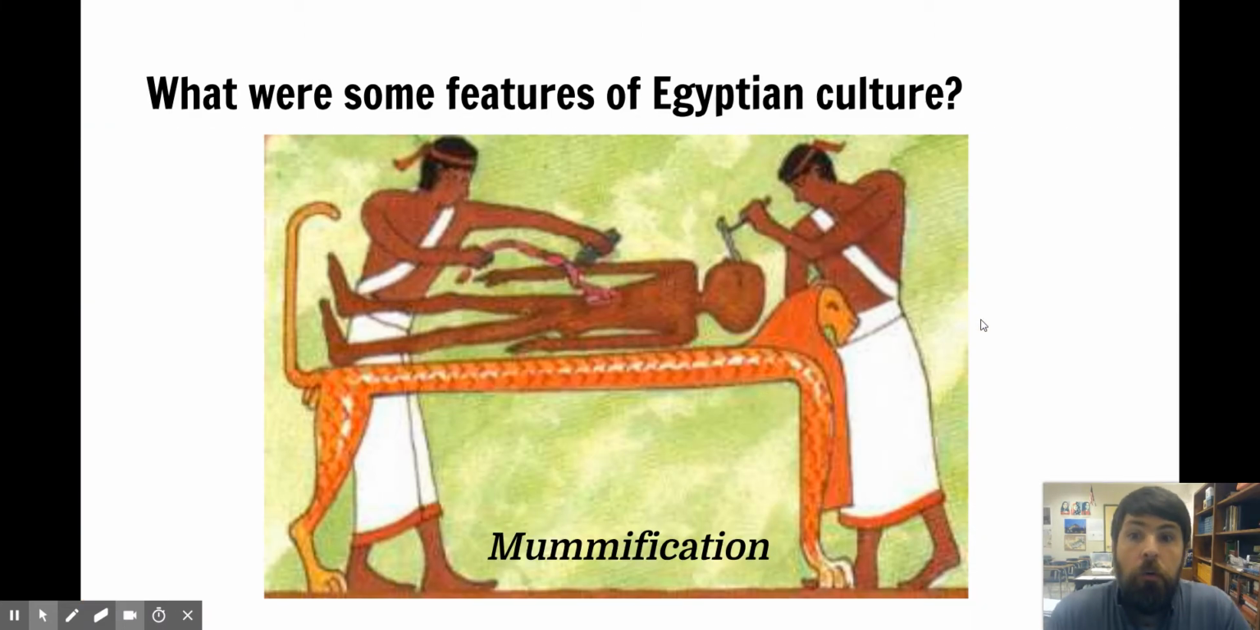Because Egyptians were so focused on the afterlife, they mummified bodies. You probably heard about that before. They preserved the bodies of important people, particularly wealthy people, particularly pharaohs.